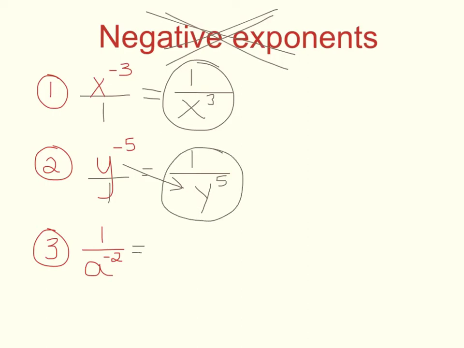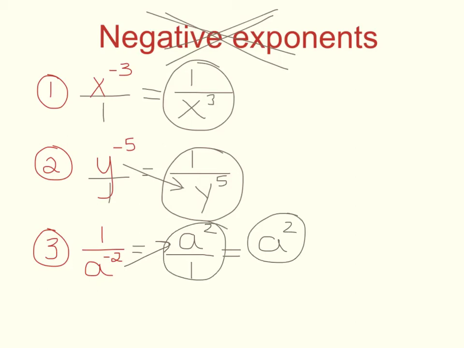All right, and number 3 here. Now this time we have a to the negative second, and it's on the bottom of the fraction. Okay, so we didn't have to put a 1 there because it was already a fraction. But now to make the a to the negative second positive, we're going to move it up top. So now it becomes a to the positive second, and then we can put a 1 on the bottom as a placeholder, or we can just write this as a to the second. Okay, so either one of these answers would be correct.